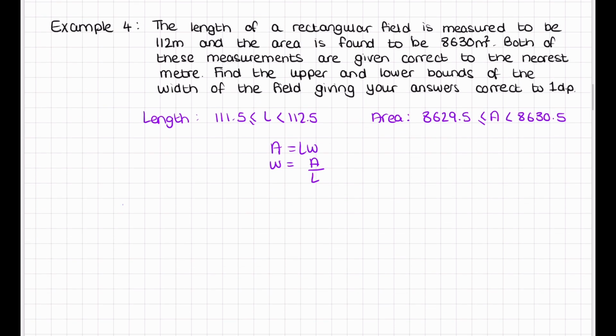Now to find the upper bound, so the maximum possible width, we would need to divide the largest area, 8630.5, by the smallest length. That is going to give us our biggest possible width. Our largest area divided by our smallest length. So sometimes you just have to think what's going to give me the largest and smallest. So in that case, our maximum width, our upper bound of our width, would be 77.4 to 1 decimal place.